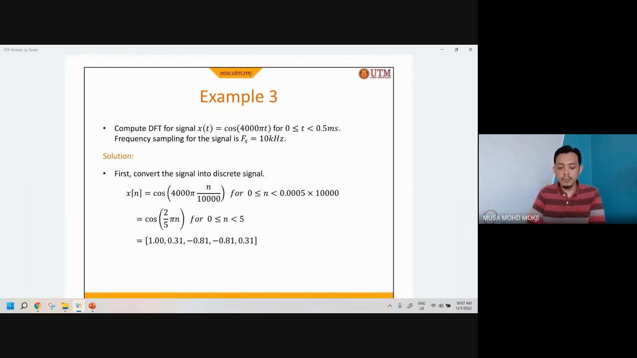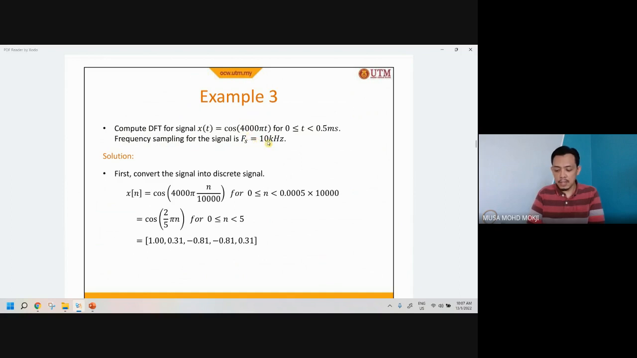So this is example 3. What is the example? Compute the DFT for the signal x(t) equals cos 4000 pi t, for t starting from 0 up to 0.5 millisecond, and the sampling frequency for the signal is fs equals 10 kilohertz. So in this example, we are given a signal in t, not in n. This is a continuous time signal, but of course this signal will be sampled using fs equals 10 kilohertz.